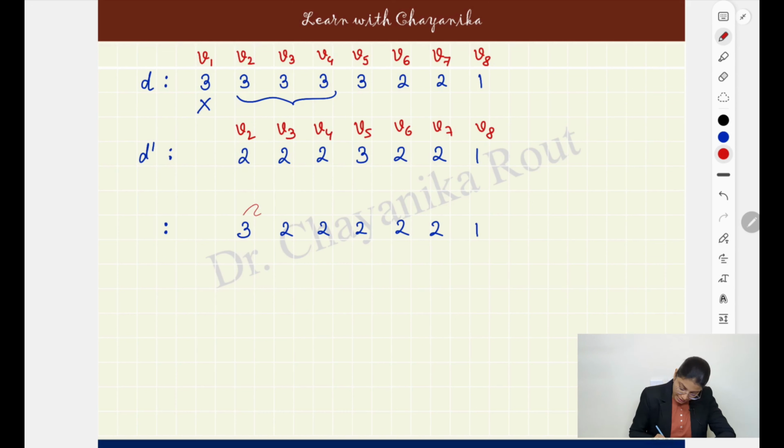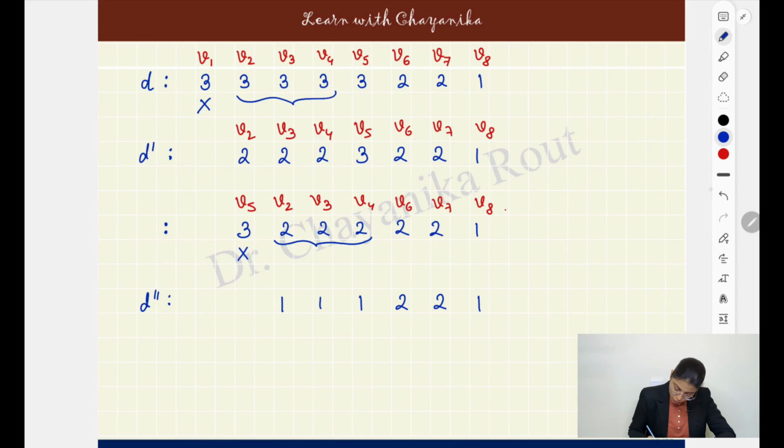Label them correctly. So 3 comes with the labeling V5, then this 2 corresponds to V2, then V3, V4, then this is V6, V7 and then we have V8. Now it is arranged in non-increasing fashion. So proceed to find out D double dash. So we delete the first element, that is the largest 3, and we subtract 1 from each of the next 3. So we have 1, 1, 1, then 2, 2 and 1. Labelings are V2, V3, V4, V6, V7 and V8.